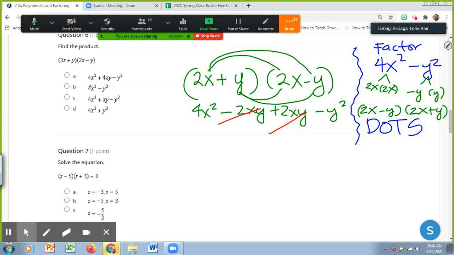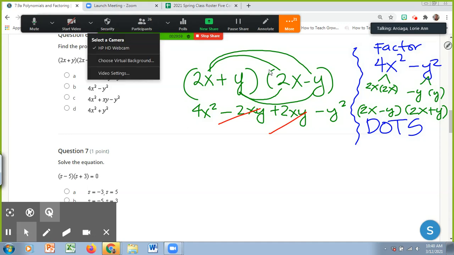But going back to the problem, where can you find the answer again? It's the one with the minus in the middle. This one. It's the binomial with the minus in the middle because it's a difference of two squares.